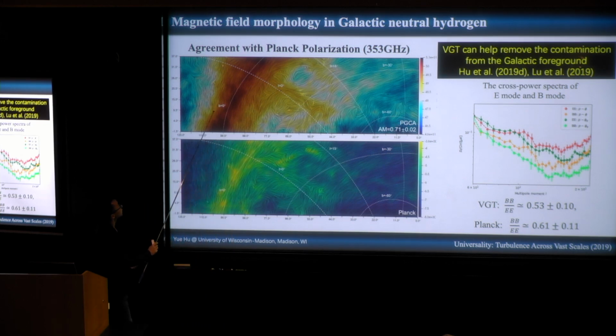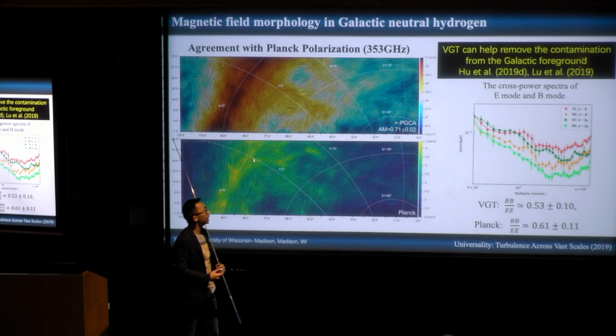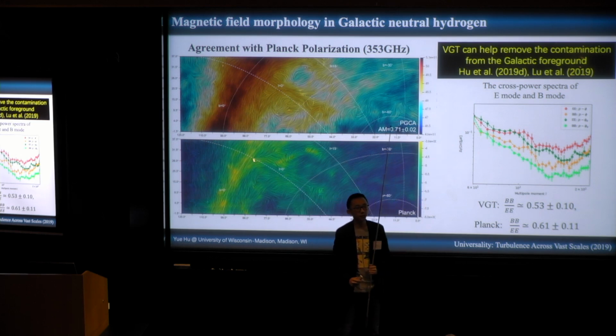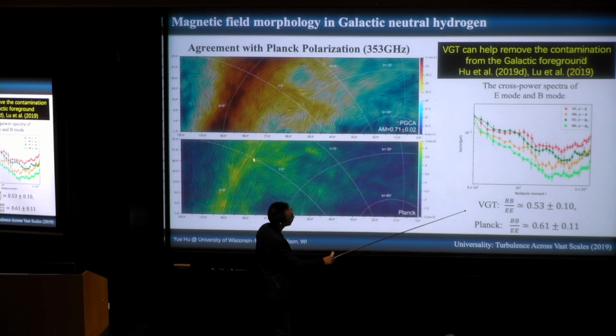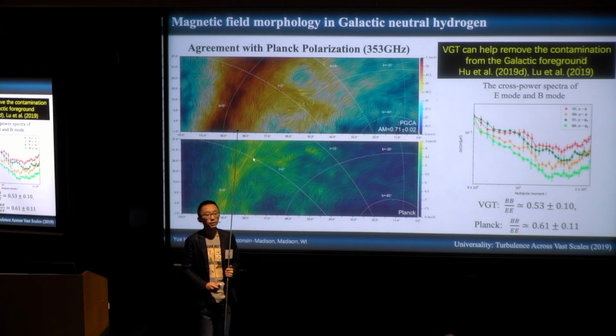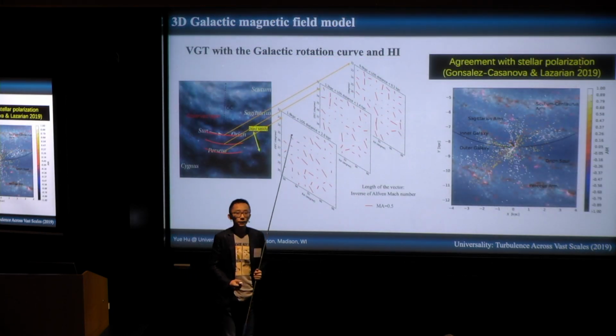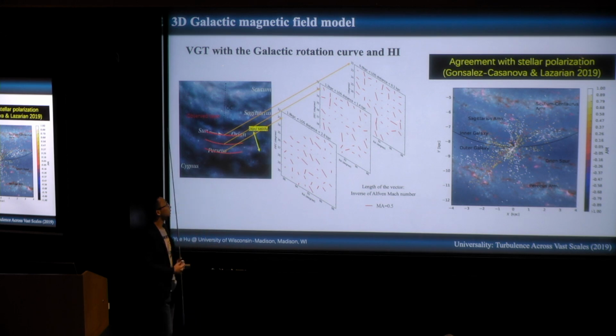Here, the top figure is the magnetic field from the velocity gradients, and the bottom figure shows the magnetic field from Planck dust polarization. This shows very good agreement, and if we calculate its power spectrum for the B mode and E mode, they also show similar results. You can see from the ratio of the B mode and E mode, they agree with the result from the Planck polarization. And in addition to the two-dimensional magnetic field tracing, we can also go further, and we can construct the three-dimensional magnetic field model from velocity gradients.